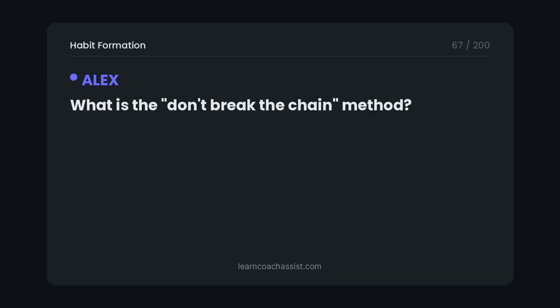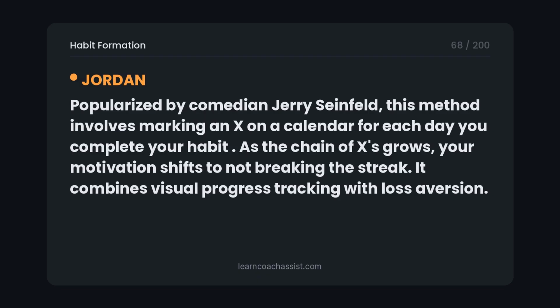What is the don't break the chain method? Popularized by comedian Jerry Seinfeld, this method involves marking an X on a calendar for each day you complete your habit. As the chain of X's grows, your motivation shifts to not breaking the streak. It combines visual progress tracking with loss aversion.